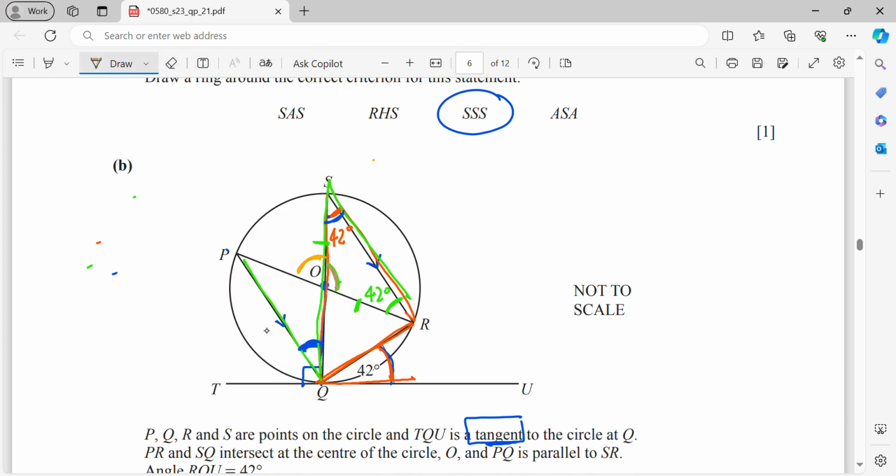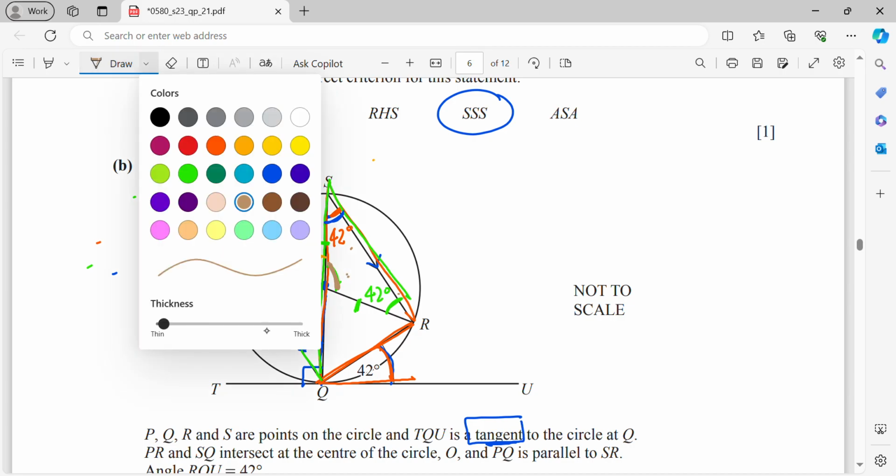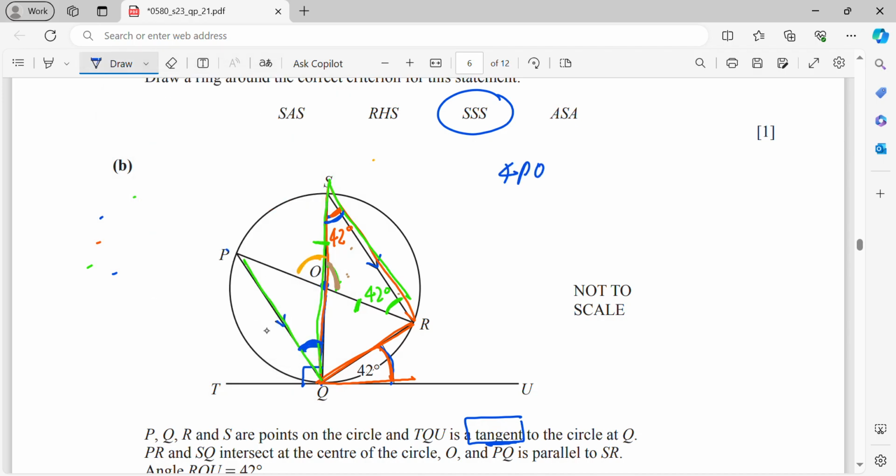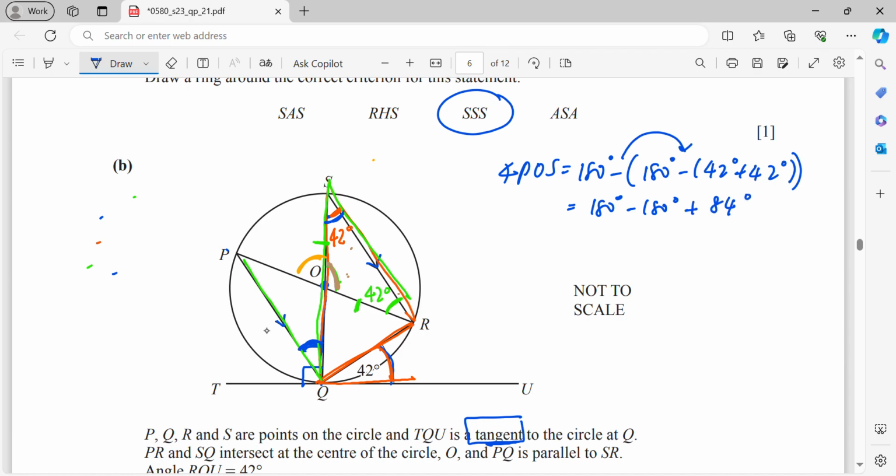is 180 minus 42 minus 42, and the angle POS is 180 minus the brown color. So angle POS is 180 minus the brown color. The brown color is basically 180 minus (42 plus 42). When I open the bracket, it will be 180 minus 180, and this minus brings into the next value as well, becomes plus. So 42 plus 42, that is 84. So now it's basically 84 degrees.